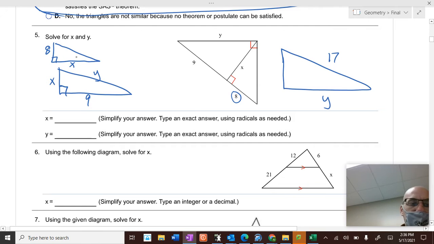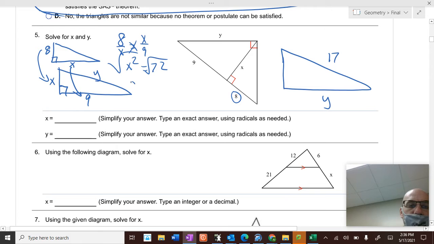Okay, so to figure out x, there's an 8 here, you go down to x. There's an x here, you go down to 9. So 8 over x equals x over 9. Cross multiply it. X squared equals 72, take the square root. X equals square root of 36, square root of 2, which is 6 square root of 2.